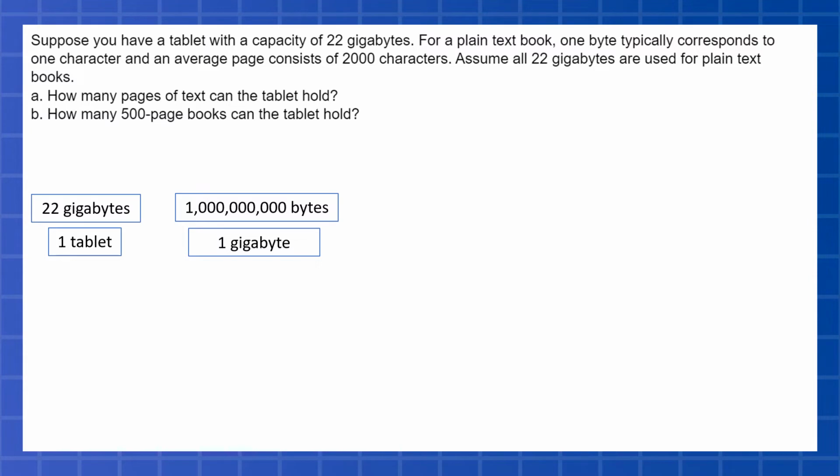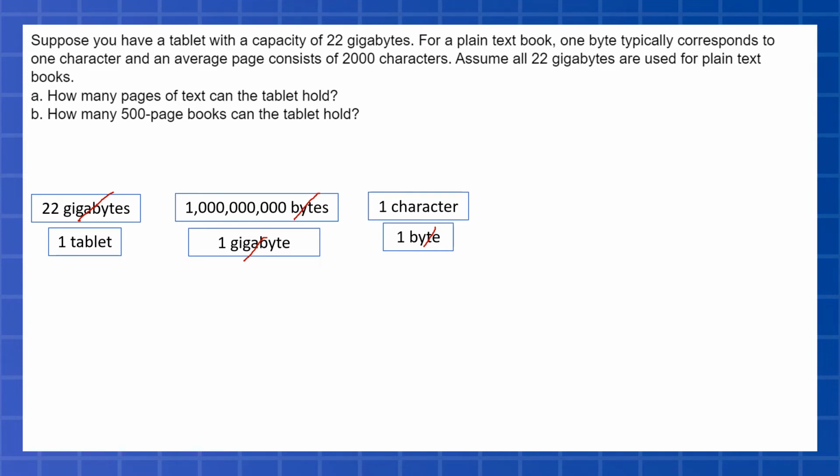Now that I've written it like this, you can see that on the top and bottom we have gigabytes, meaning the gigabytes would cancel out. But I still don't want bytes. I want pages of text. So I need to convert those bytes into something more useful, which in our problem it says 1 character is 1 byte. So that's actually just a unit conversion. It doesn't really change the numbers, but it does give us characters.